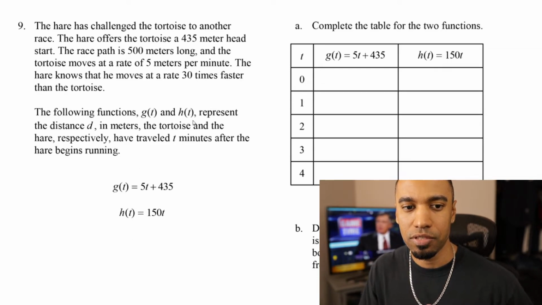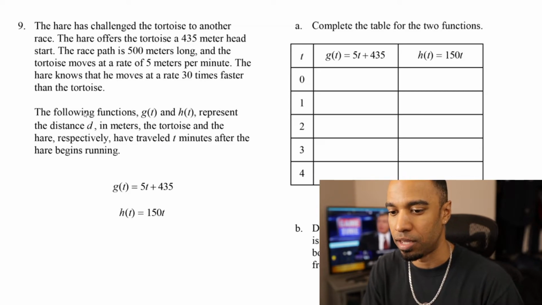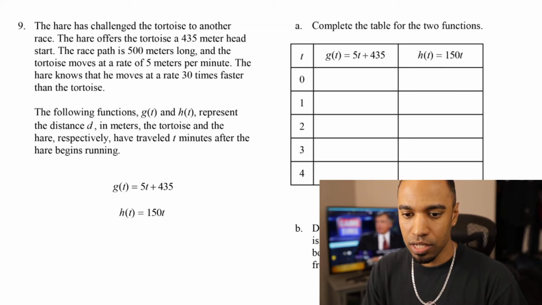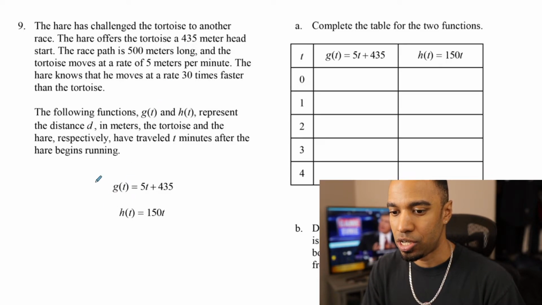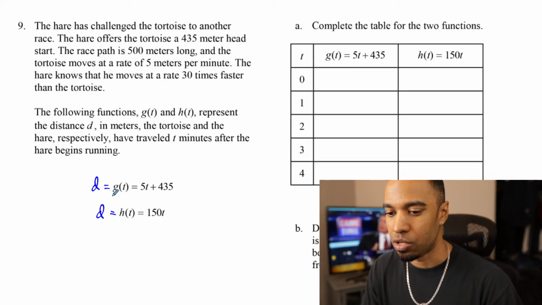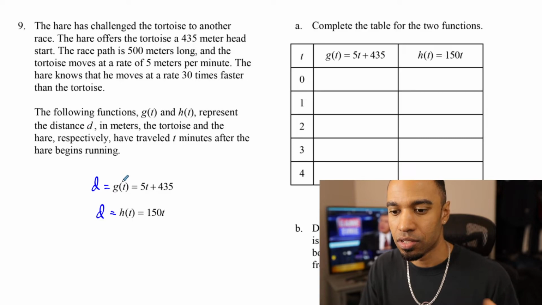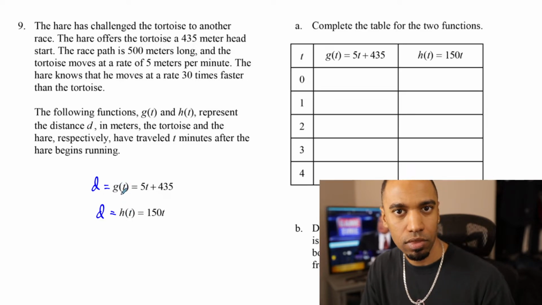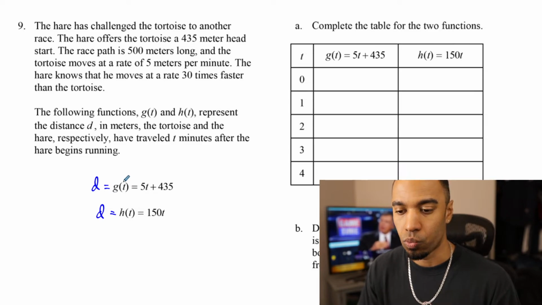The following functions, g of t and h of t, represent the distance d in meters the tortoise and the hare respectively have traveled t minutes after the hare begins running. Now, you don't see a variable d right here. It's being replaced by g of t and h of t. D is g of t, d is h of t. What they're saying is, based on a certain time, I'm going to get a certain distance. But we use 2 separate things here, which isn't needed unless you don't know which one's which.